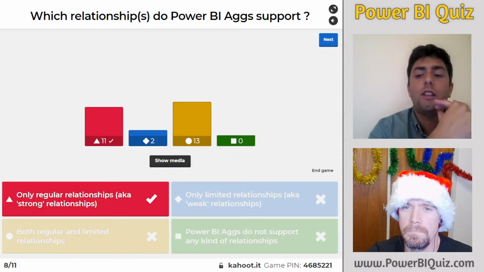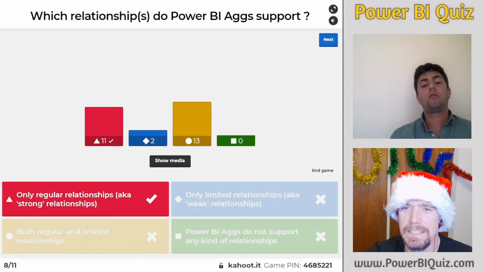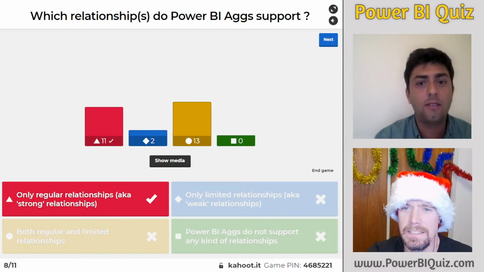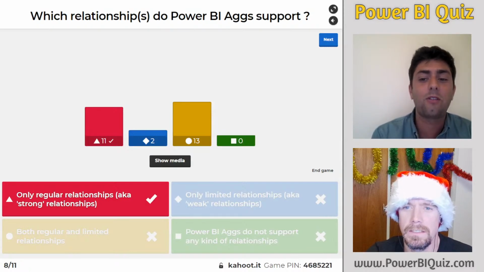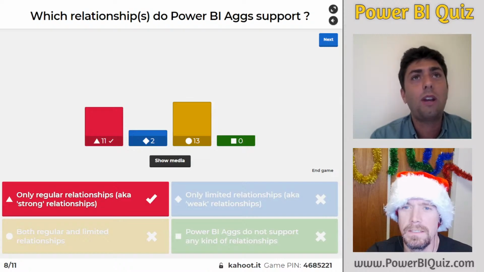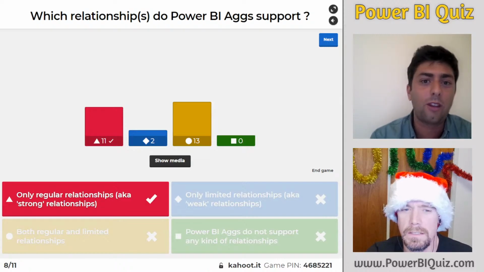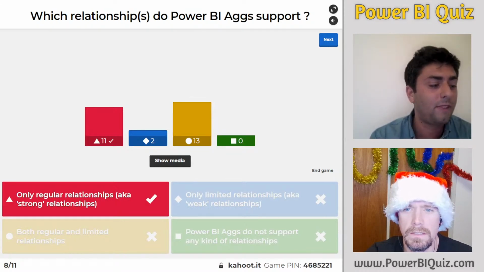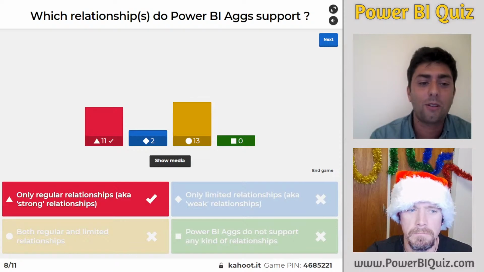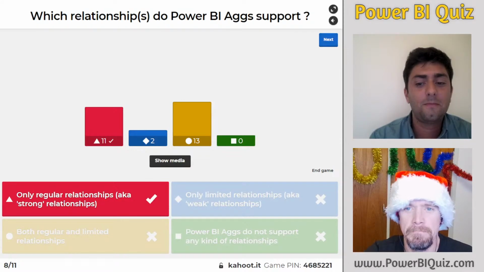Not sure I would agree that this makes the relationship strong. Well, I've had a debate with Christian Wade on this particular topic. I agree. I reckon that the terminology for this question could be better, but technically, the correct answer was regular. So let's see. Yeah. I can see that there is a debate on the chat. Absolutely. That's good.